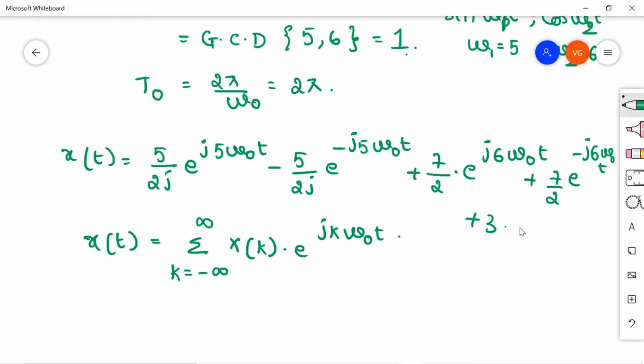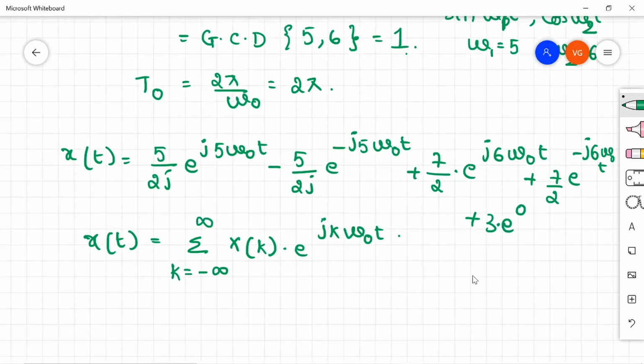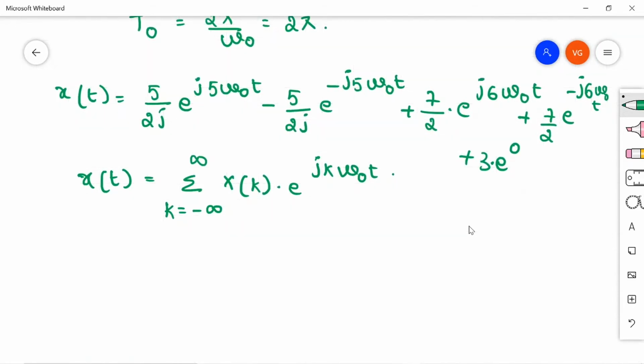Then what about this constant term, right? So this you can write as e power 0. E power 0 is nothing but 1. So this is the x of 0 term, right? So upon comparing, what I am getting is x of 0 coefficient is 3, right?